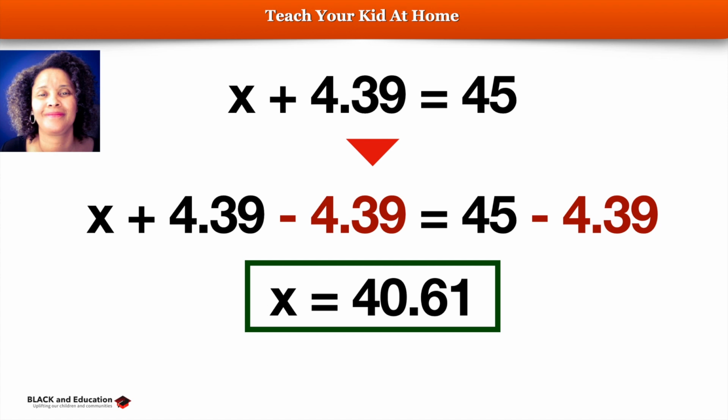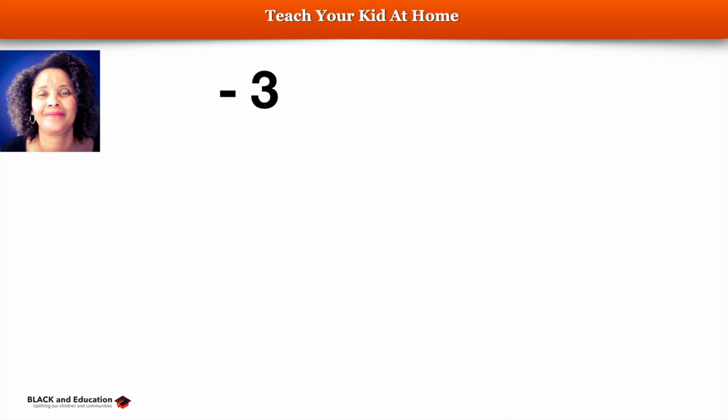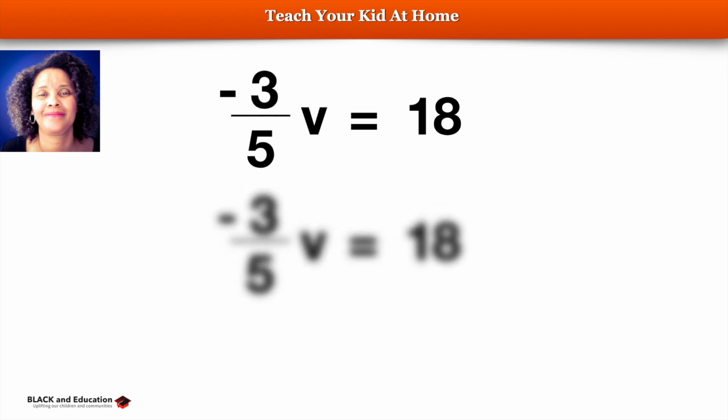Let's look at another example here of a one-step equation. Let's say I have negative 3 over 5. So I have negative 3/5 v, and that's the variable, is equal to 18. What would I do in this situation when negative 3/5 v is equal to 18? Well, I have to divide both sides by negative 3/5.